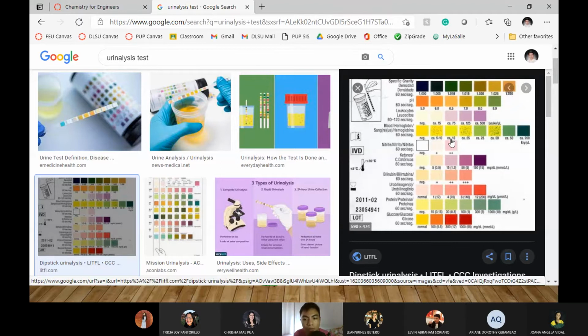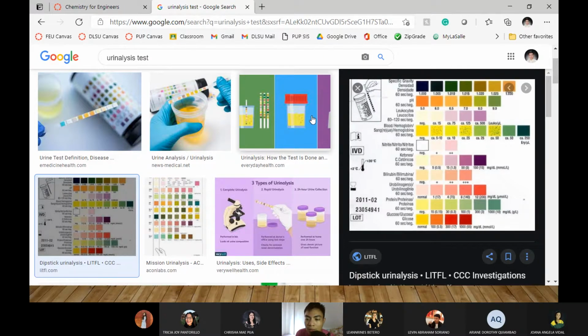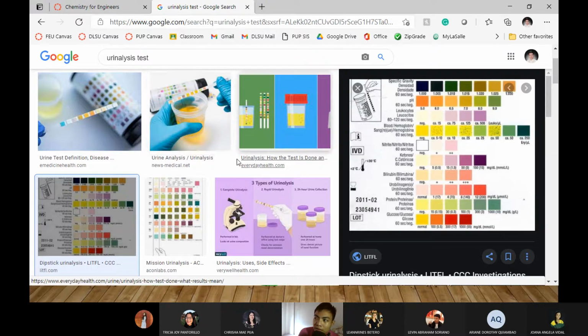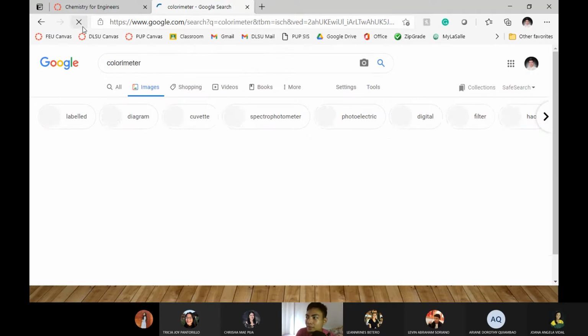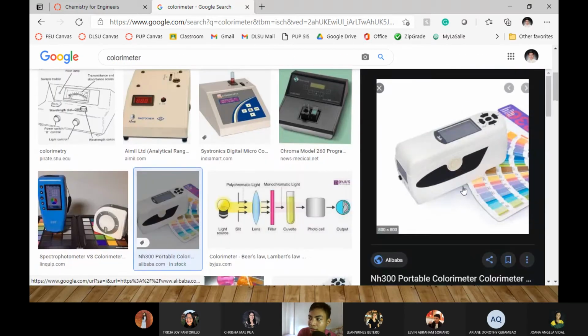Okay. But there is a problem with that. Number one, color is subjective. The intensity of color may be different from person to person. Considering also that there are people who are color blind. So, say you are a medtech and you are a bit color blind, you cannot interpret the results properly. So, to minimize the errors, we use the colorimeter. Okay? So, you still dip it in the urine, allow it to change color, and then you insert it into the colorimeter. Okay? Let me show you. This is the colorimeter that is used there.